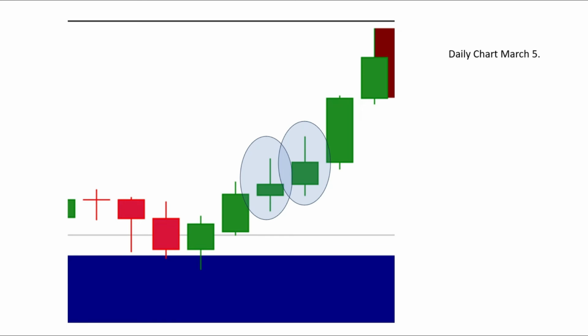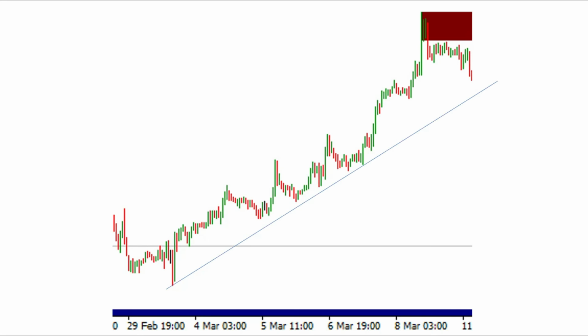In the WickFill strategy, we need to go to a lower time frame. For example, this is the daily chart. What I will do is go to the 1 hour chart. This is the 1 hour chart. As you can see, both the daily chart and the 1 hour chart show a strong bullish trend.